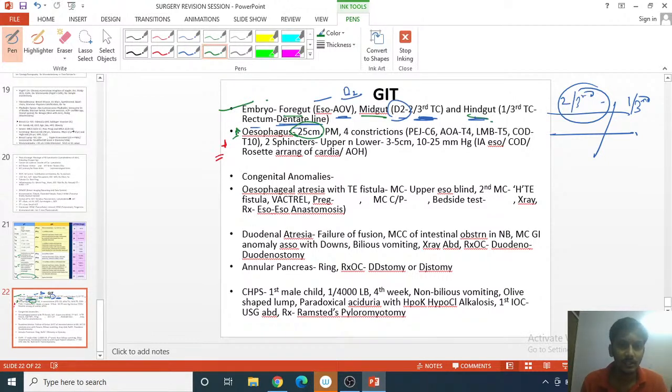The chances of it being asked now are low, but then also remember the length of the esophagus is 25 centimeters. Which other structures of GIT or kidney have the same length? So remember, the ureter as well as the duodenum have the same length, that is 25 centimeters. So esophagus, ureters and duodenum are of the same length, which is, yes, 25 centimeters.